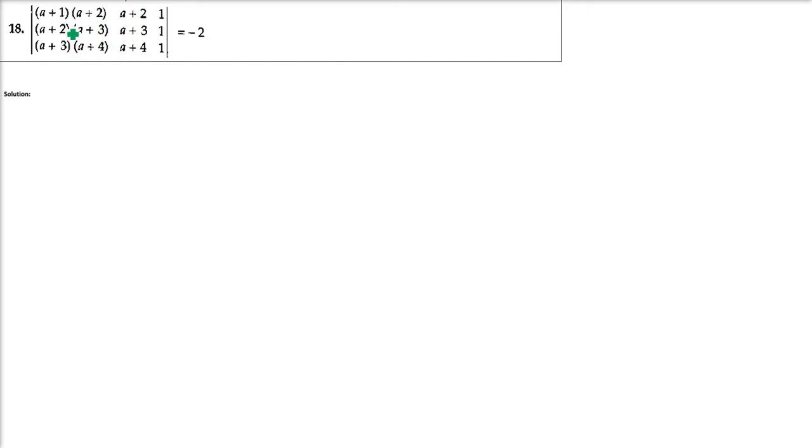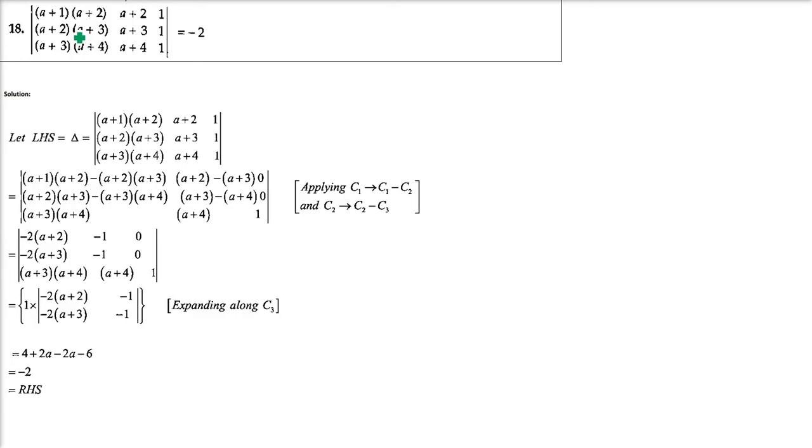Now, can we take something common, a plus 3 or a plus 2? No, because there is 1 here. So there is no option here. The only option that remains is row 1 minus row 2 and row 2 minus row 3, or column 1 minus column 2. This is the only thing which we can do. So better is to do row subtraction, because we get 2 zeros here. So we are not going to adopt the column version. We are going to subtract using the rows.